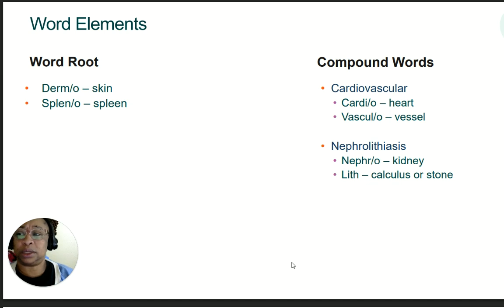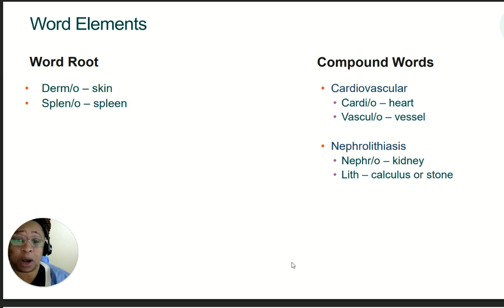Now let's talk about word elements or root words. As you see here, there is a combination in reference to understanding what you're going to be looking for and understanding the terminology when you are reviewing code search in your ICD-10 and CPT books. So if you see here, for example, we have dermo, which is a root word meaning skin, and then we have spleno, which means spleen.